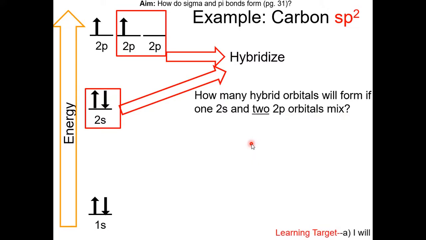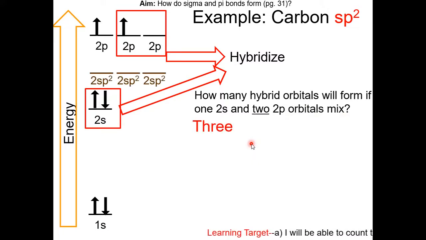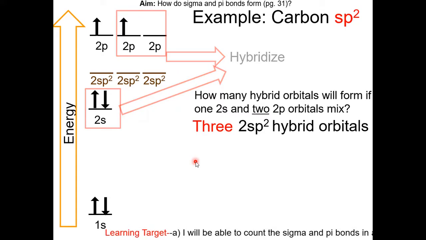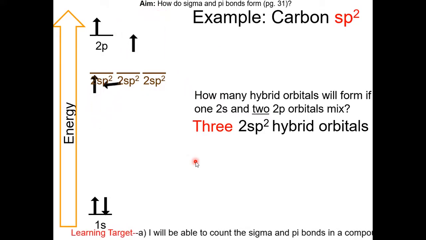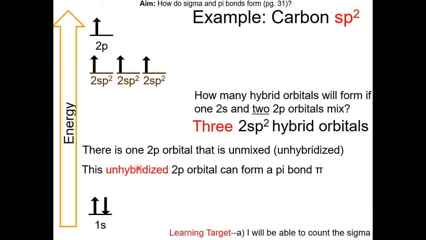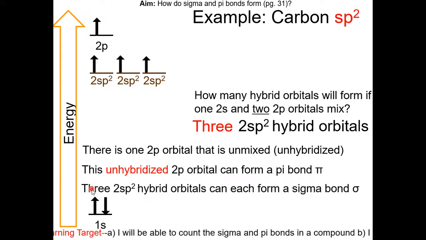How many hybrid orbitals will form if one 2s orbital and 2 2p orbitals mix? Since we started out with 3 atomic orbitals, we will get 3 hybrid orbitals. Here are the 3 2sp2 hybrid orbitals. Notice there is one 2p orbital that is unmixed, unhybridized. This unhybridized 2p orbital can form a pi bond. The 3 2sp2 hybrid orbitals can each form a sigma bond.